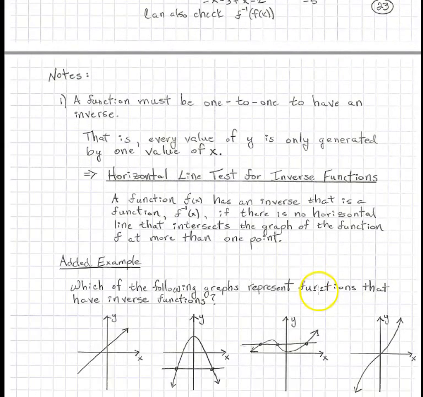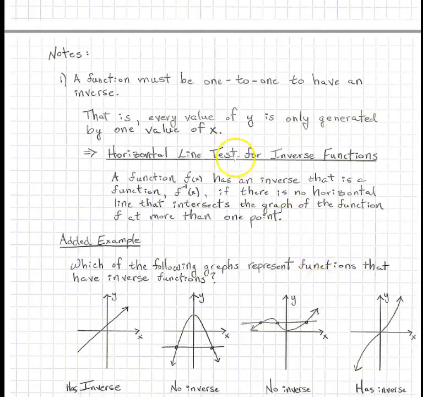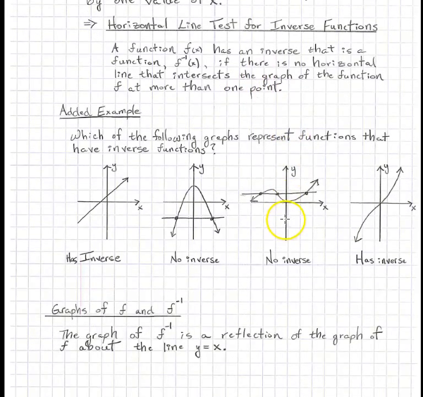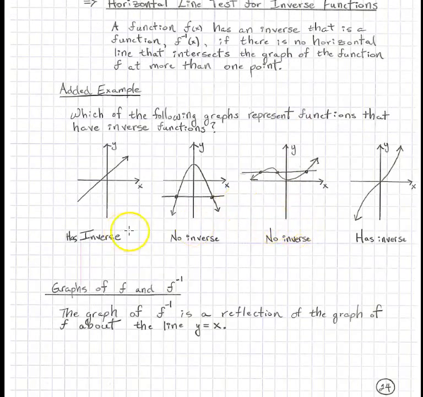Now functions, not every function has an inverse function. A function has to be what we call one-to-one. That means every value of y is only generated by one value of x, or in other words, it must pass a horizontal line test. If you pass a horizontal line through the function, everywhere that function exists, it can only cross that function in one place. So this is a little added example for you, just to let you know, you should be able to tell graphically whether a function has an inverse or not.